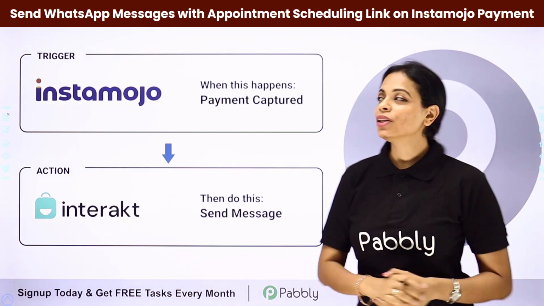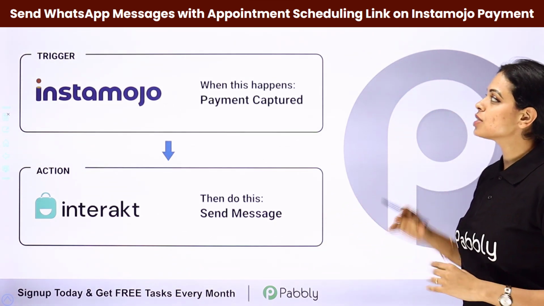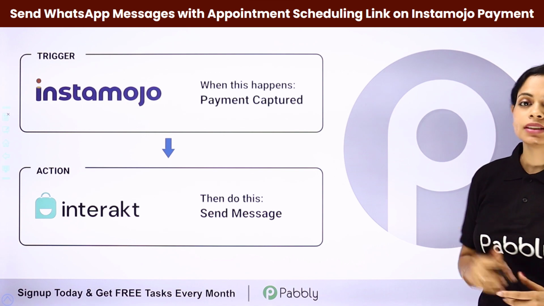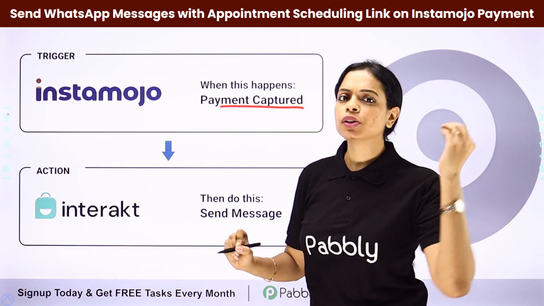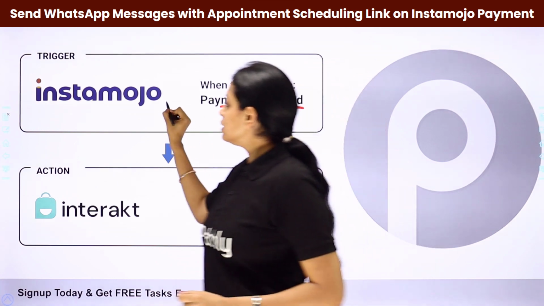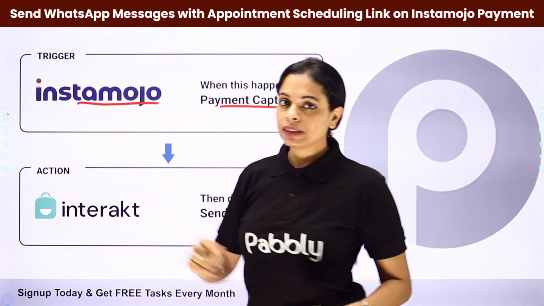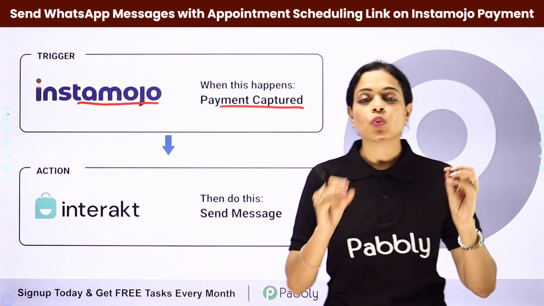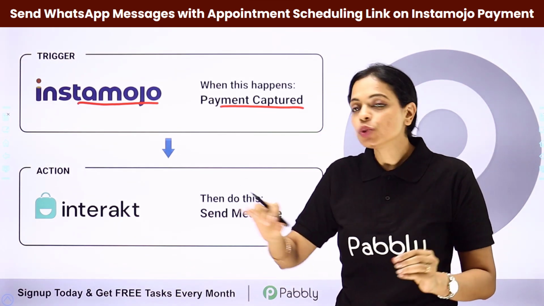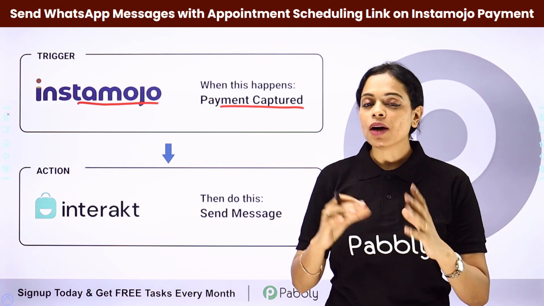In this video, we are going to see how to send WhatsApp messages with an appointment scheduling link on Instamojo payment. Every time a payment has been captured for any particular course on Instamojo, the payment gateway, you want a WhatsApp message with an appointment scheduling link to be shared with the user who has just made the payment. How can that be done?